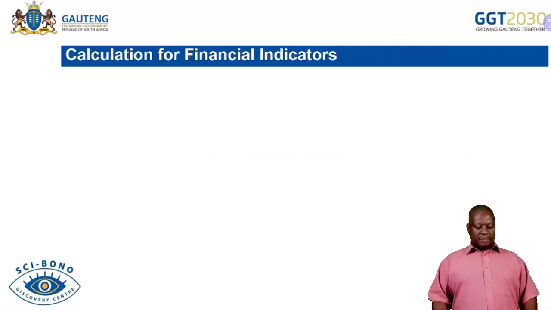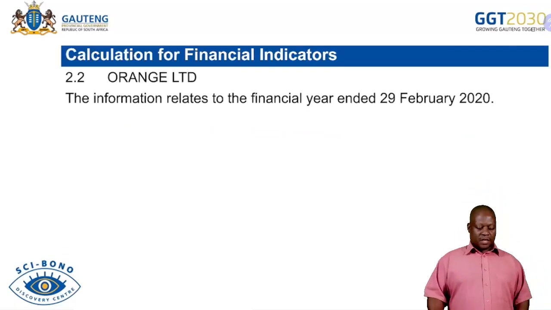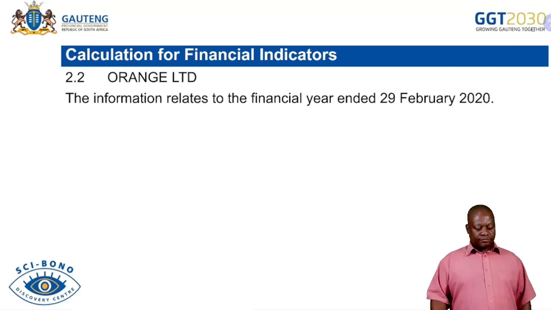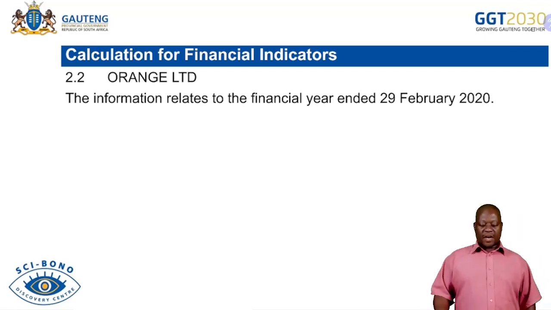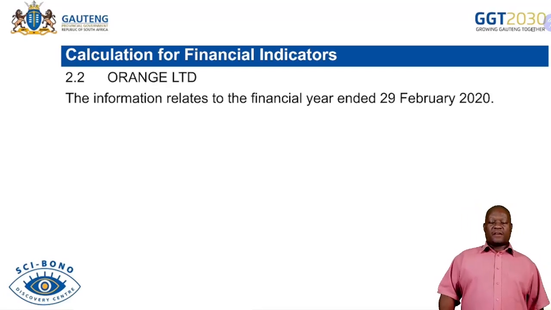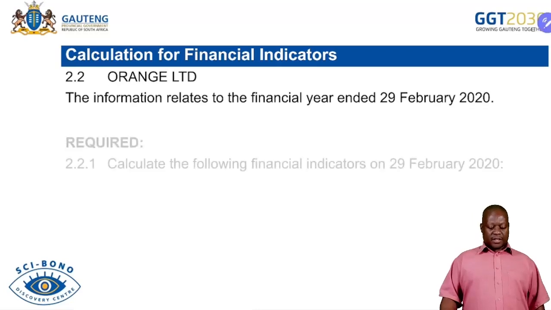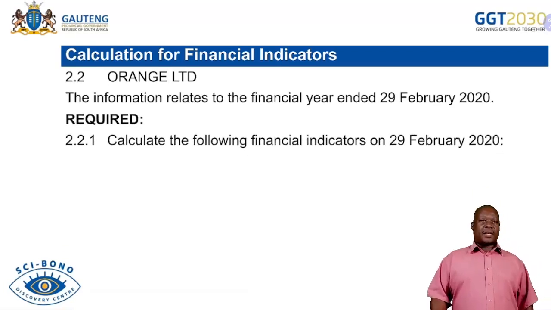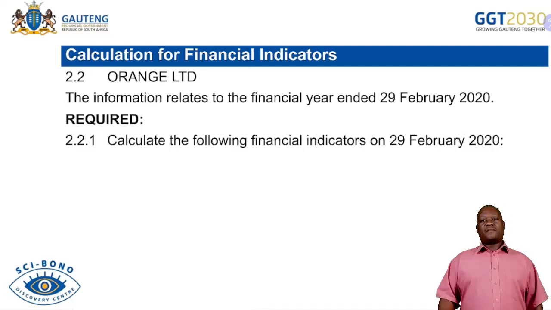Now, please take note. The question is saying here, from question 2, which is 2.2, the information relates to the financial year ended 29 February 2020. You are required to calculate the following financial indicators on 29 February 2020.